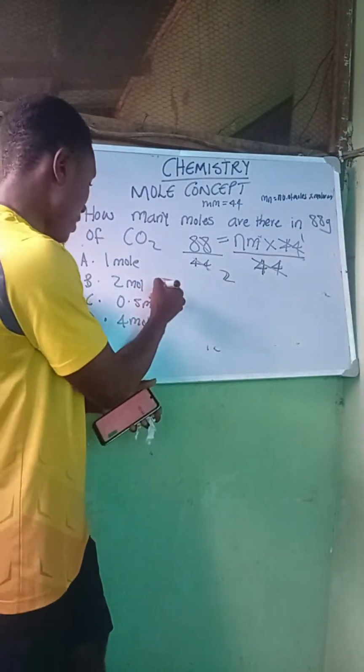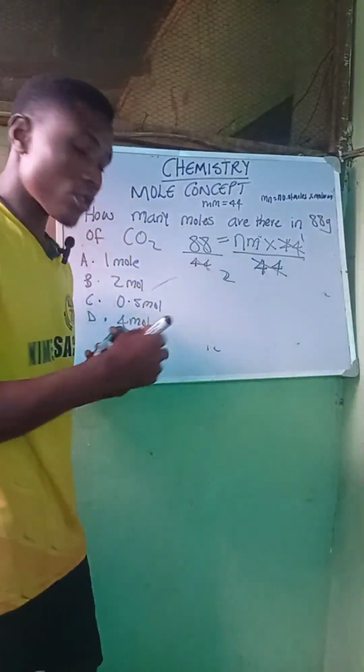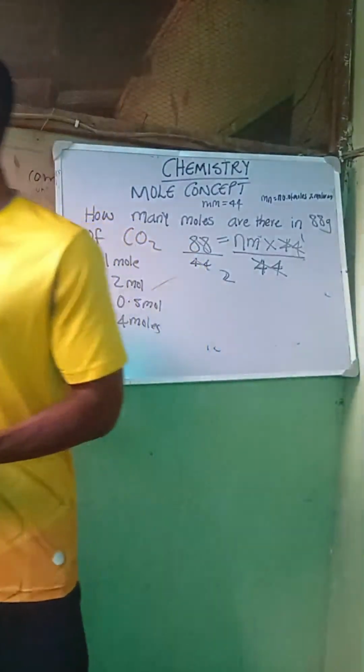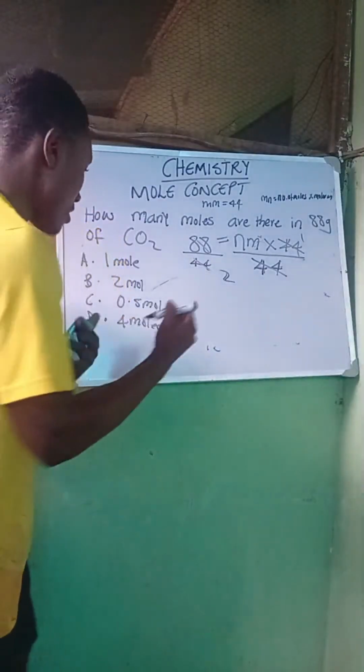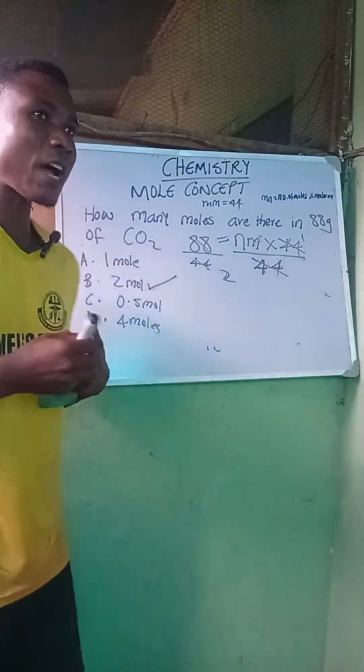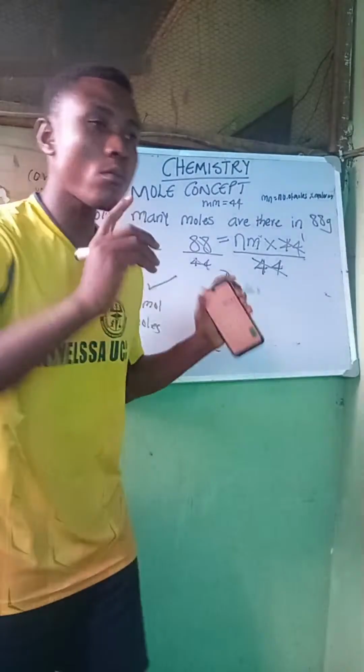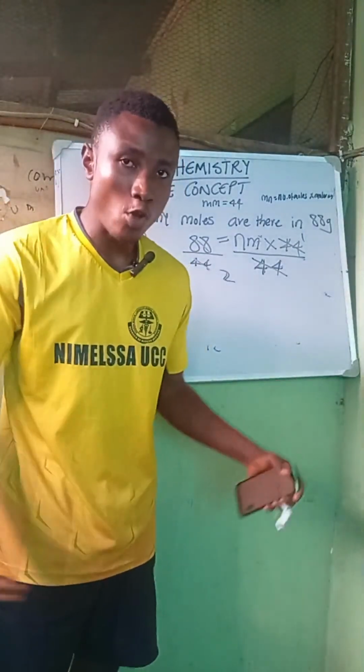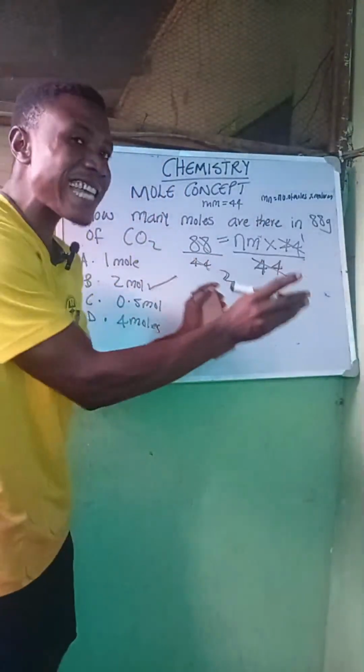What is the correct answer? The correct answer is B, which is 2 moles. This is how we solve questions that are based in moles, molar mass, mass number. This is how we get it. It's as easy as this, right?